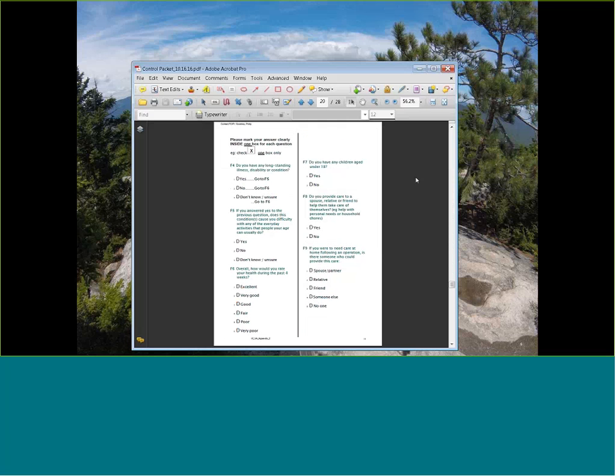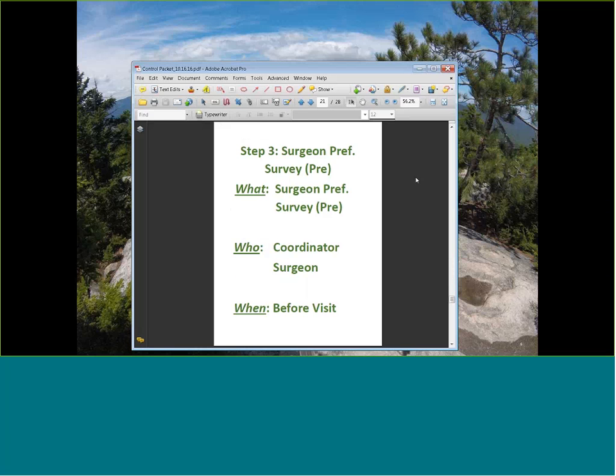The last few questions are simple demographic questions about the veteran. Step 3, the Surgeon Preference Survey. We want to understand not only veteran preferences as part of our study, but also surgeon preferences. As such, we have a short Surgeon Preference Survey in Step 3.